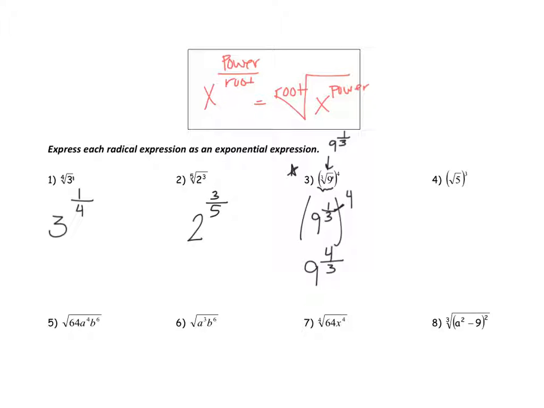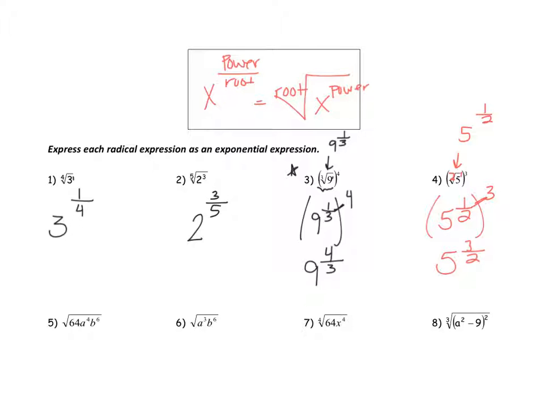Alright, now number 4 is the same concept. Radical 5 is a common conversion. It's 5 to the 1/2 because it's the square root of 5 to the 1st. And I want to raise that to the 3rd power. Then I can multiply these two. So 1/2 times 3 is 3/2.